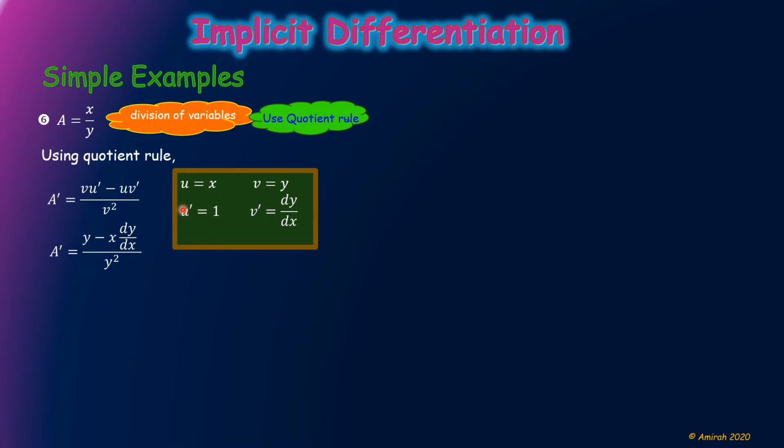We substitute into VU prime, so we multiply V and U prime, so we have Y times 1, which is equal to Y. And then minus U times V prime, so we multiply X times dy over dx, so we get this, over V squared. Our V is Y, so we have Y squared. So this is the derivative of X over Y using the quotient rule, right?